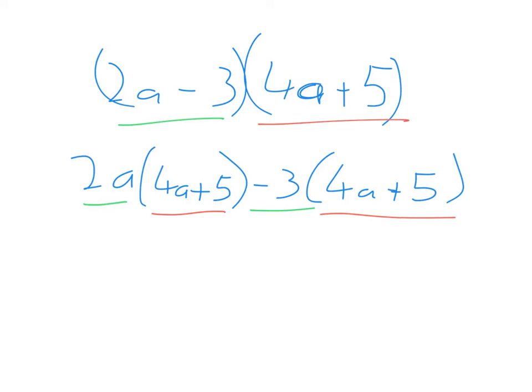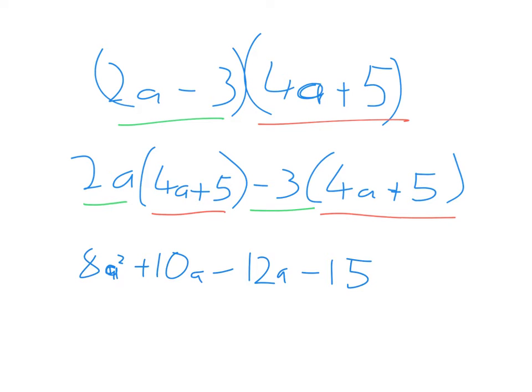Now if I start multiplying out those terms, 2a times 4a, well, number by number, 2 times 4 gives us 8. a by a gives us a squared. 2a times 5, well, we multiply the number by the number again, so we get 10, and then a stays as it is. Minus 3 times 4a will give us minus 12a, and minus 3 times plus 5, remembering a minus times a plus gives us a minus, so that'll be minus 15.